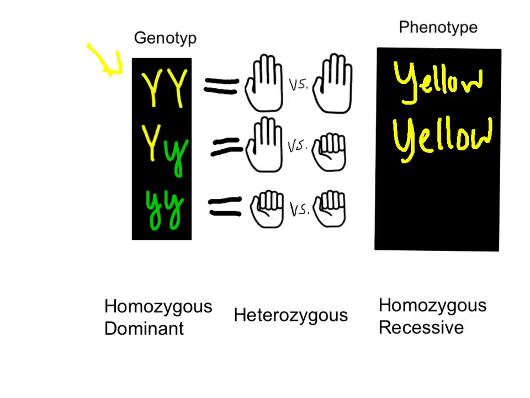Lastly, if I have a genotype with two recessive green alleles, or little y, then I end up with a tie between two rocks, which means that my phenotype is going to end up being green.